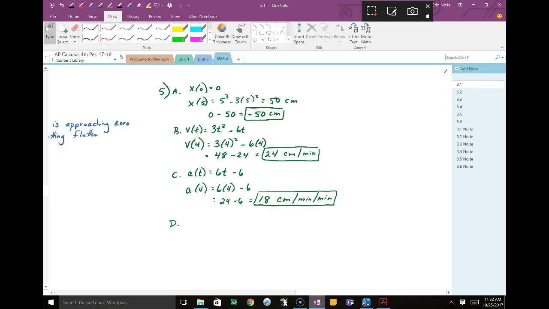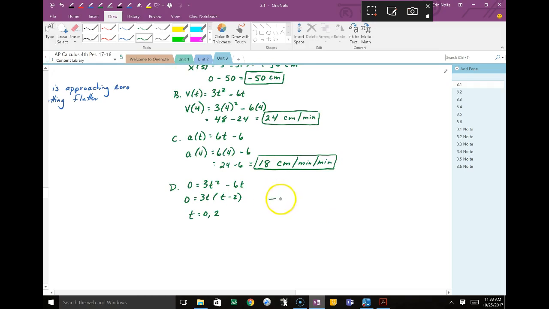Okay, so what we're going to do is take the velocity equation, set it equal to 0, and then we'll do our number line test. So 0 equals, what is our velocity? 3t squared minus 6t. So 3t times (t minus 2) gives 0 and 2. Anybody else agree with that?